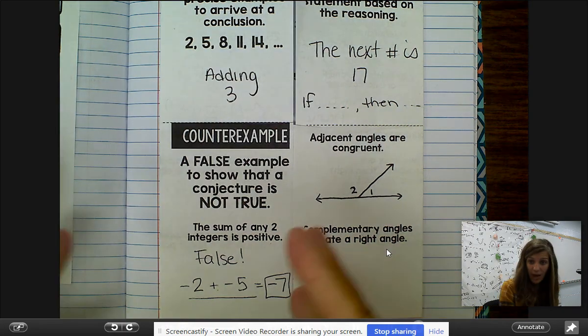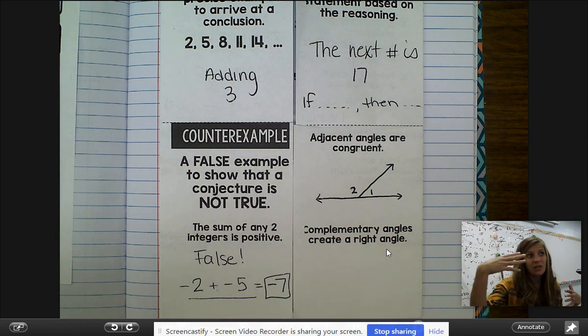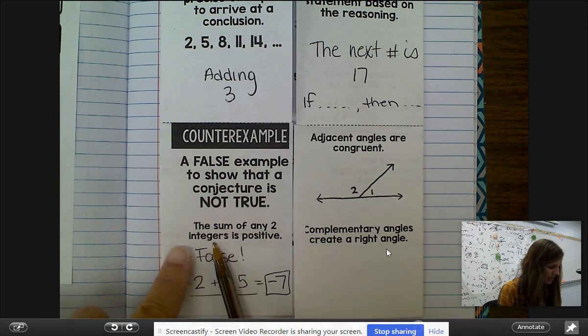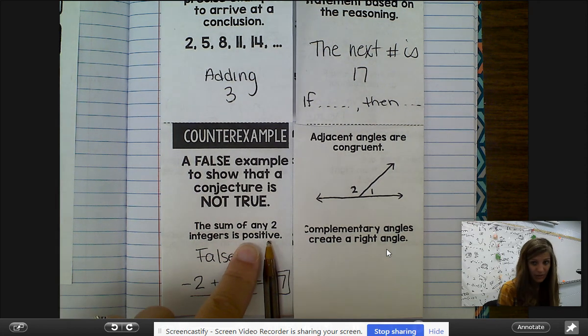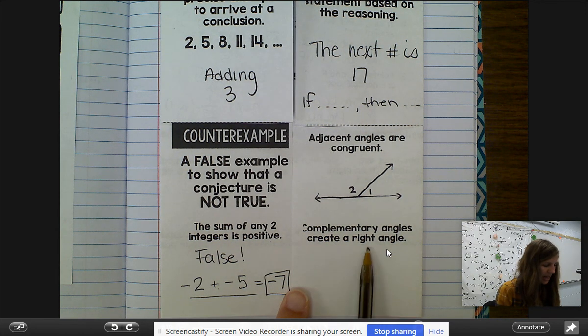So the hypothesis, or sort of the pattern, has to be true, but then the conclusion has to be false. So here I was adding two integers, but getting a negative as my answer. That's kind of the tricky part. So then this last one, complementary angles create a right angle.